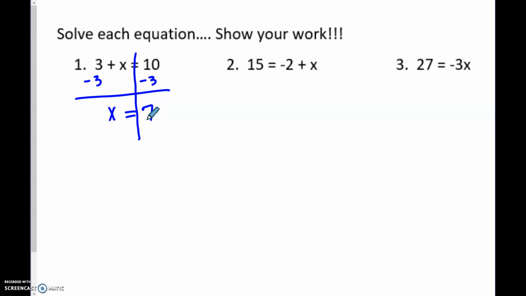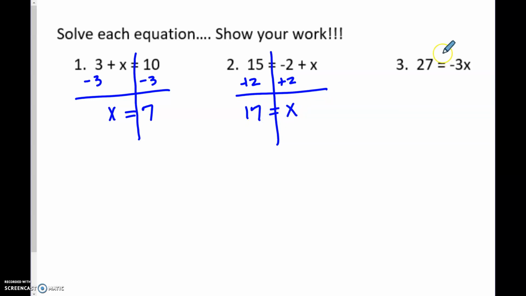All right, number 2, trying to get x by itself. What number is on the same side of the equal sign as x? It's your -2, and so you're going to do the opposite operation. You're going to add, subtract, multiply, or divide. So we're going to add 2 to both sides, and we get 17 equals x.